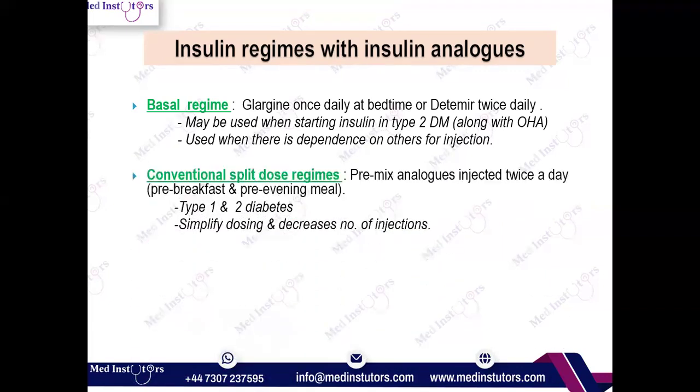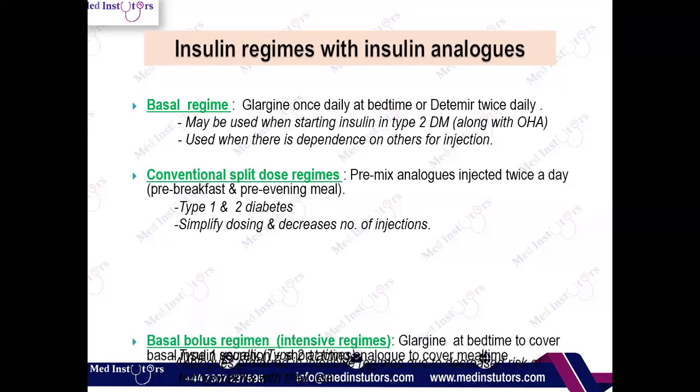Then we have the split dose regimens, very famous premix analogs injected twice a day, pre-breakfast and pre-evening meal, in type 1 and type 2 diabetes patients, which simplify the dosing and decrease the number of injections. We are mixing a rapid-acting with an intermediate-acting or long-acting insulin, and it is injected twice daily, before breakfast and before the night meal.